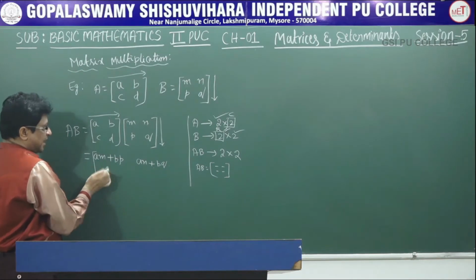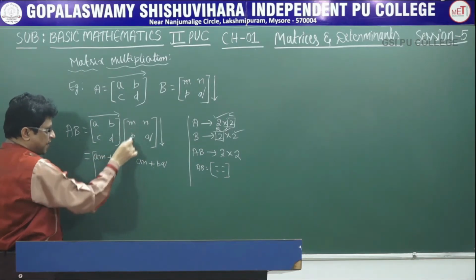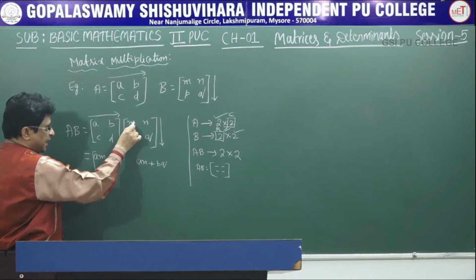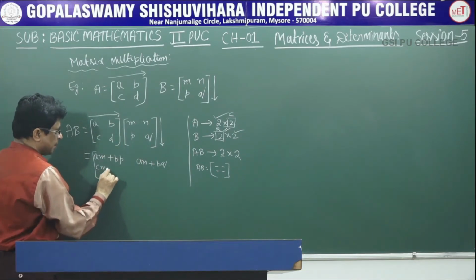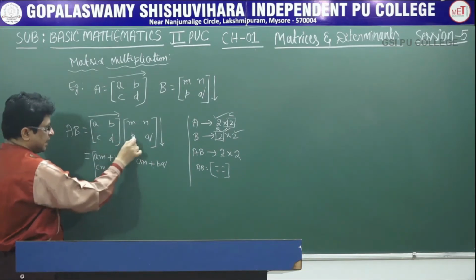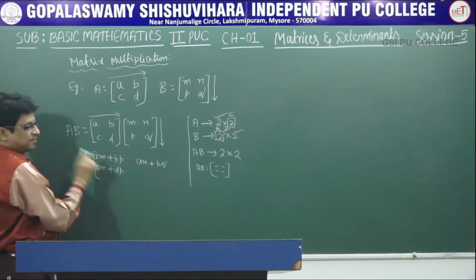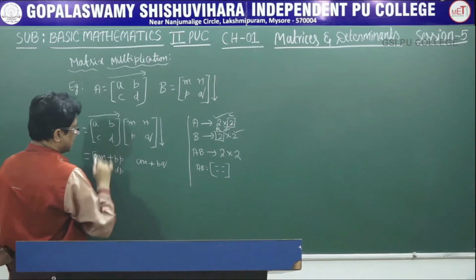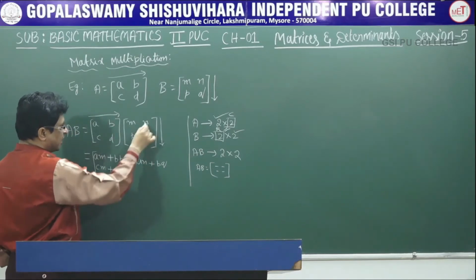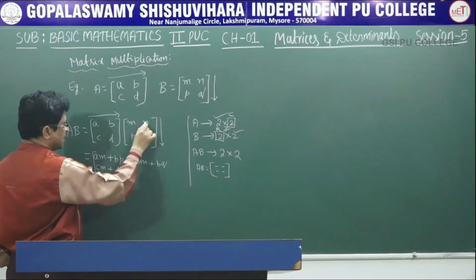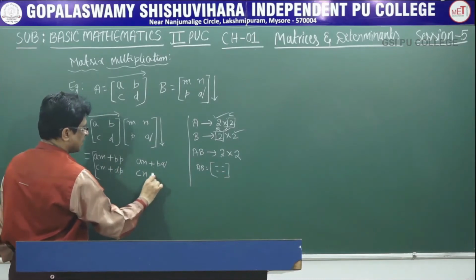Now, next element is second row into first column, that is C into M plus D into P. We should always write plus. So, next element is second row into second column, C into N plus D into Q.